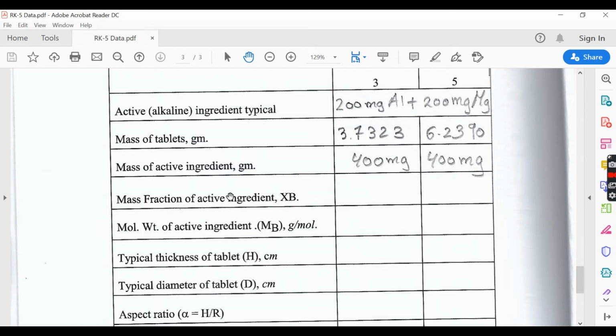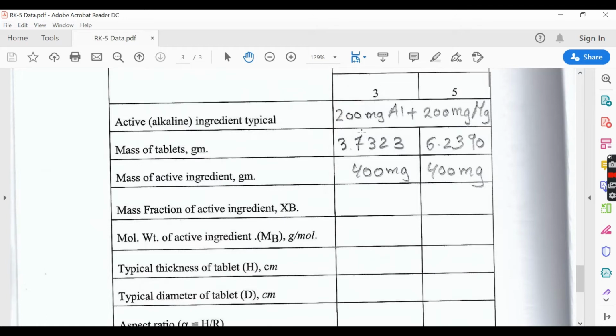To calculate the mass fraction of active ingredient, you have to divide the mass of active ingredient in one tablet by the mass of one tablet. So the mass of one tablet for 3 tablets is 3.732 divided by 3. We are assuming here that the mass of all tablets are equal.